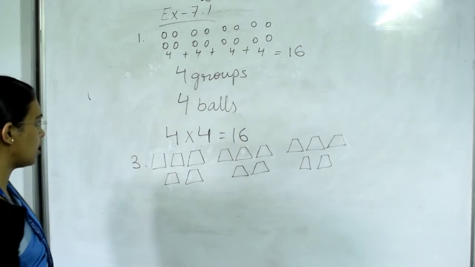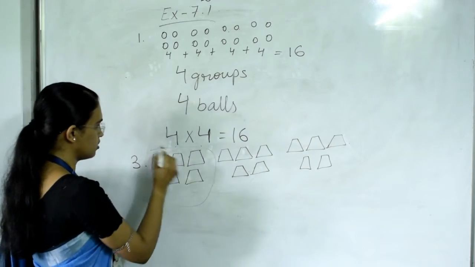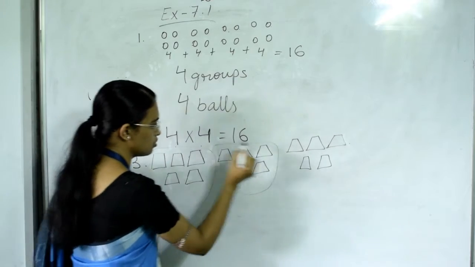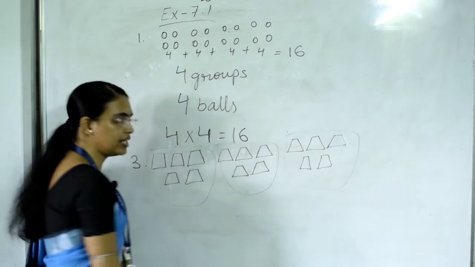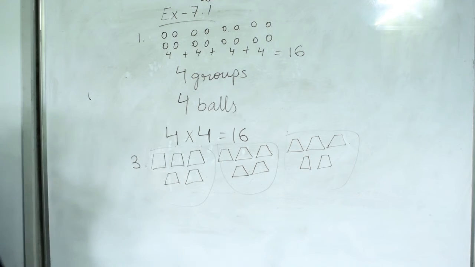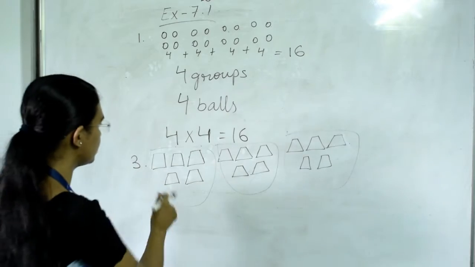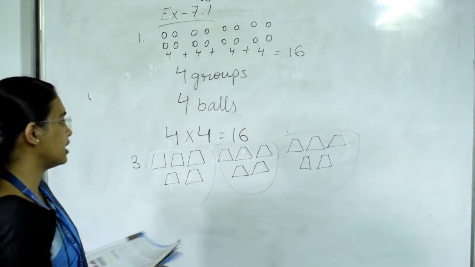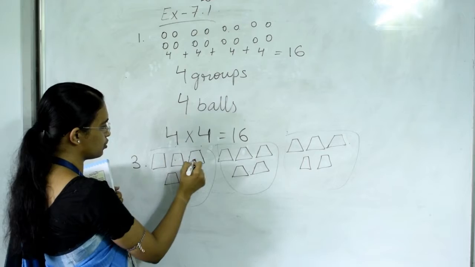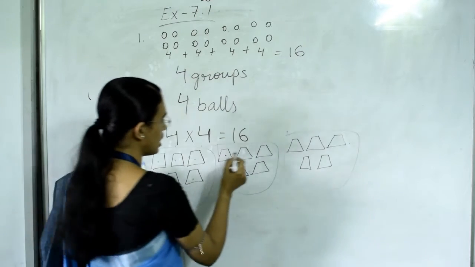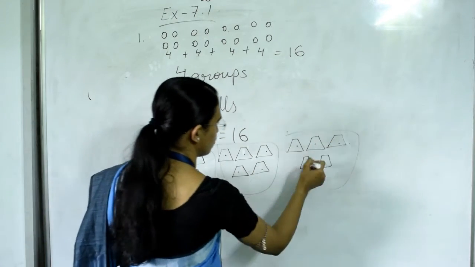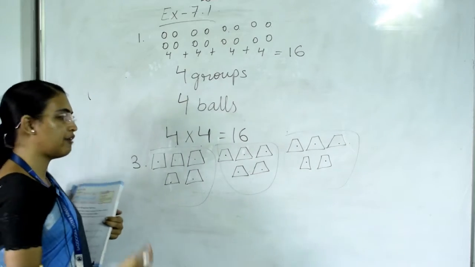So there are how many groups? 1, 2, 3 groups, right? So there are 3 groups of cups, and each group has how many cups? 1, 2, 3, 4, 5. That means each group has 5 cups.